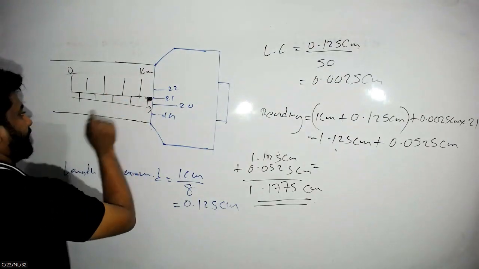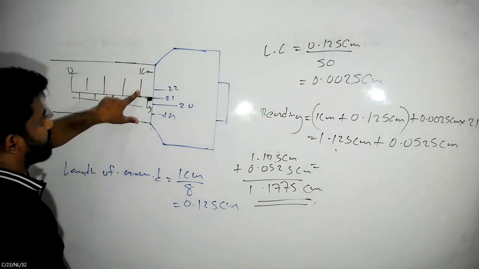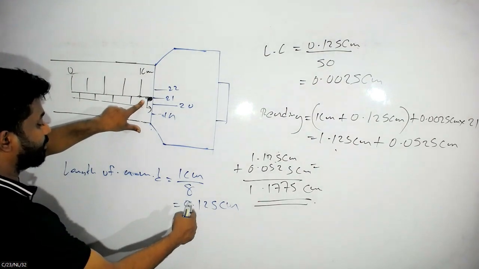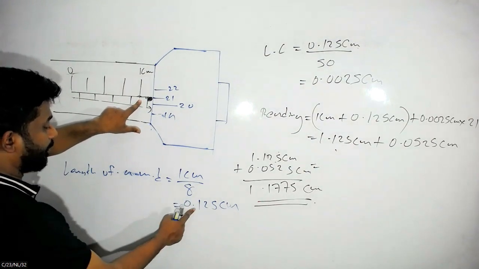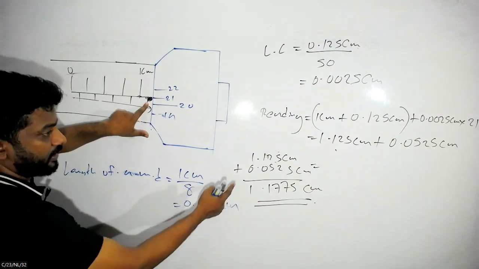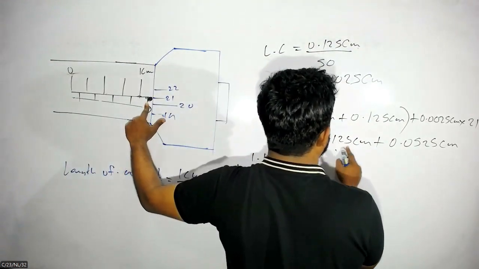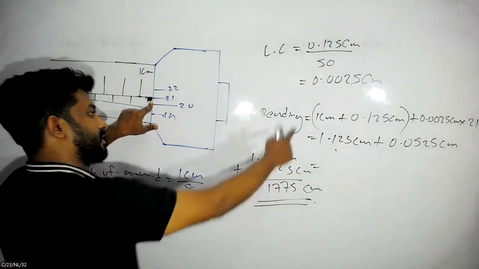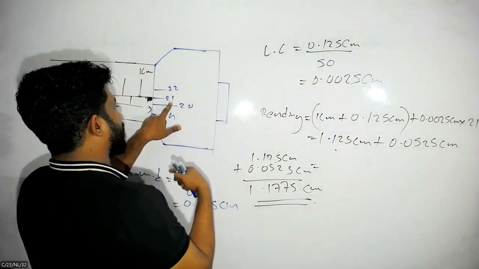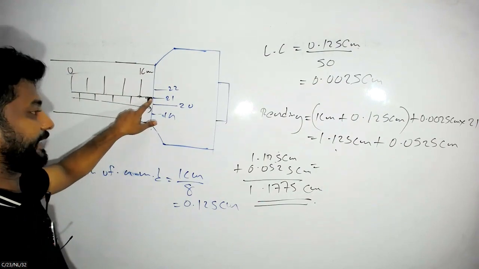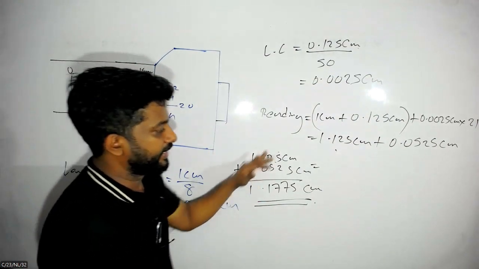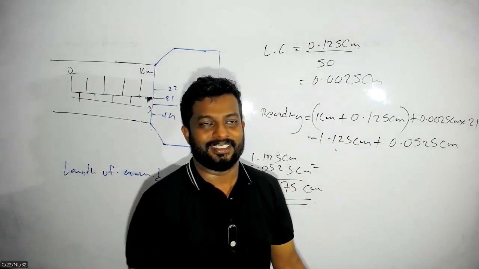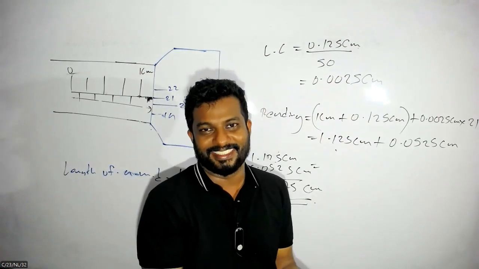Reading is from here to here. This one is 1 centimeter. This gap is not 0.5 millimeter or 1 millimeter. It is 0.125 centimeter. Then the main scale reading is 1.125 centimeter. Then you need to find this unknown length by using this least count and the number of divisions aligned with the principal line, right? Then you can get the reading. Reading is 1.1775 centimeter. This answer is not given, unfortunately, right?